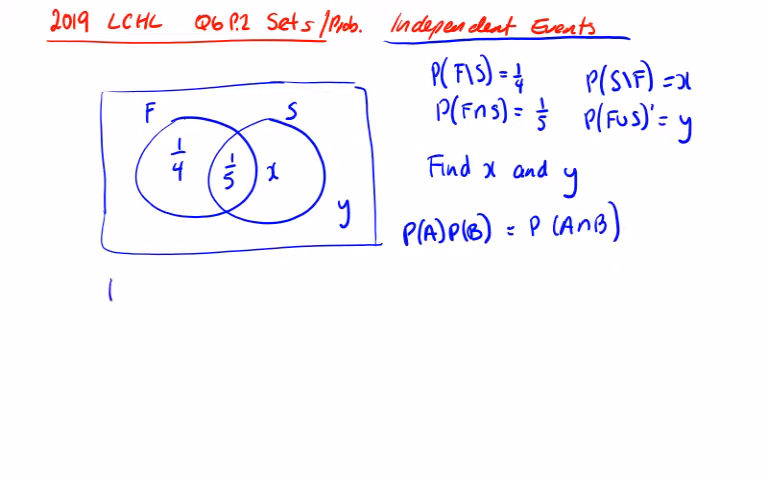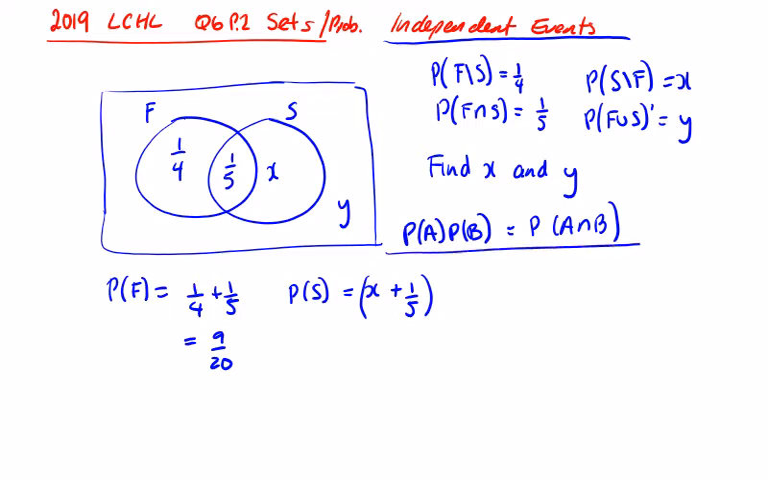The probability of F is equal to a quarter plus a fifth, so that's 5/20 plus 4/20, which is 9/20. The probability of S is equal to x plus 1/5. If we multiply these two, we'll get an answer of a fifth based on this formula. So 9/20 multiplied by x plus 1/5 is equal to 1/5.